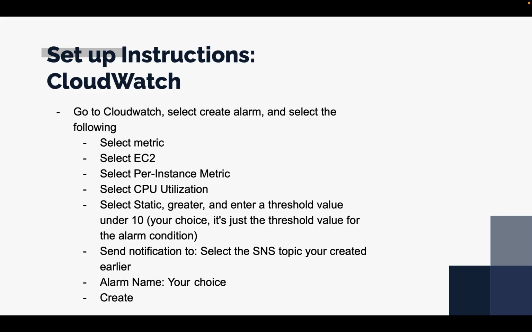CloudWatch, so I went to CloudWatch, I set up the alarm, and set up the following. I chose a metric, which was for EC2, the CPU utilization. I set the threshold, it could be under 10, I used 8, just for fun. And then it would send the notification to the SNS topic that we created earlier, and then I named the alarm.